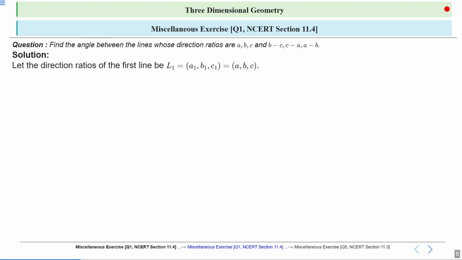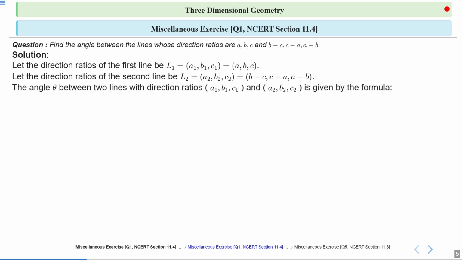Let the direction ratios of the first line L1 be a1, b1, c1, which is given as a, b, c. Let the direction ratios of the second line L2 be a2, b2, c2, given as b minus c, c minus a, and a minus b. The angle theta between two lines with direction ratios a1, b1, c1 and a2, b2, c2 is given by the formula cos theta equals magnitude of a1 a2 plus b1 b2 plus c1 c2 upon square root of a1 square plus b1 square plus c1 square into square root of a2 square plus b2 square plus c2 square.